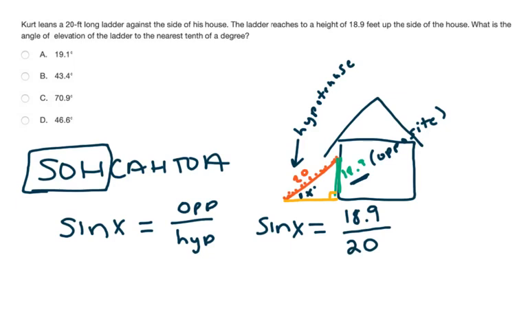And then in my calculator, I'm going to write sine -1 of 18.9 divided by 20. And that will give me my answer. So this is a different kind of example because it's asking for the angle. You can do something like this as long as you involve sine, cosine, or tangent. You can use any of those. So 18.9 divided by 20 is 70.9.